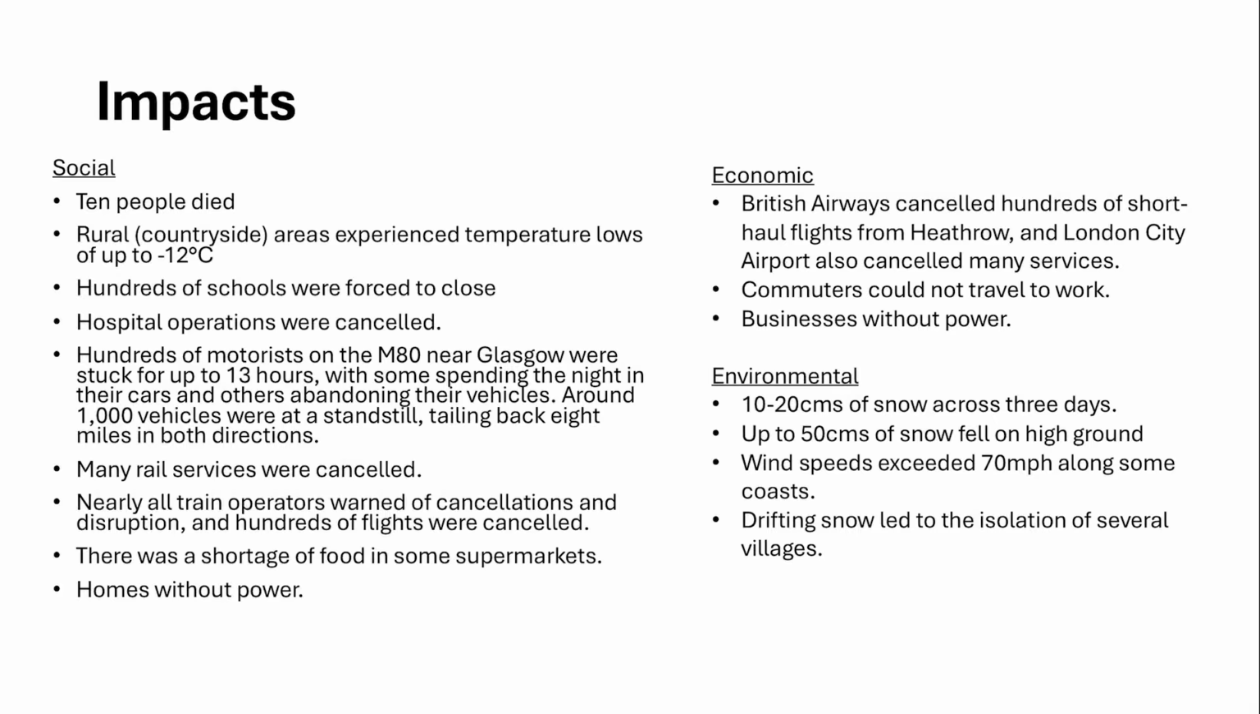I could link these together as well. If it asked me to discuss the impacts, well, the most severe impact was, and that's again me showing my analysing to get more marks, the most severe impact was 10 to 20 centimetres of snow falling across 3 days. Economically, this left businesses without power, which meant that they were unable to trade and make money. In addition to this, one social impact was hundreds of schools were forced to close, which left children without education for the day, would be perhaps how I might explain that in the exam.